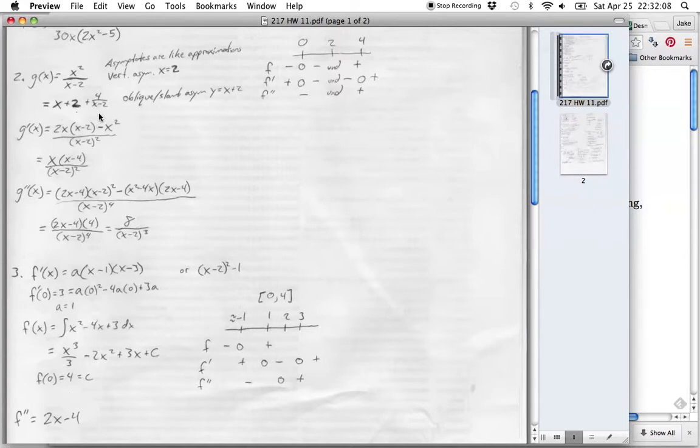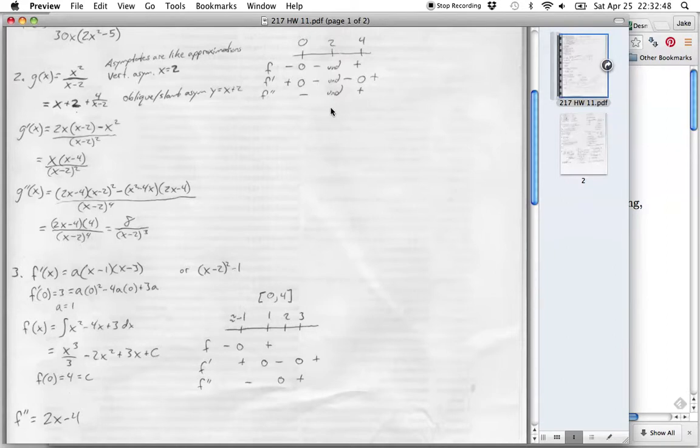But notice this term here. As x gets really, really big, this term kind of disappears, right? Which means you have x plus 2, which is a line. So we have an oblique asymptote at y equals x plus 2. Okay. So as we get closer to infinity, we get a line that does a pretty good job of approximating our original curve.